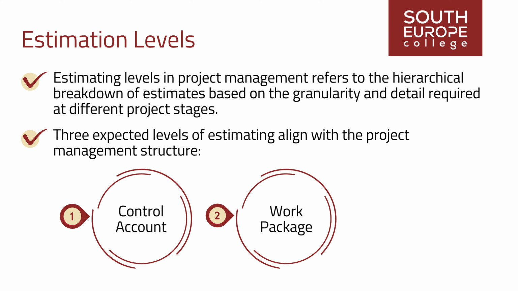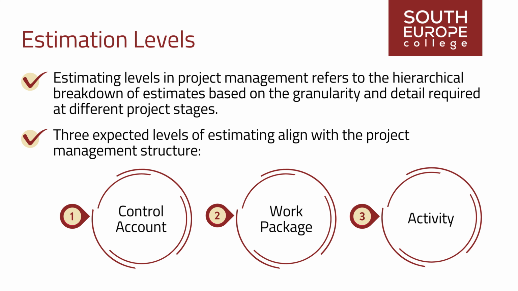Work package estimates are more detailed than control account estimates. Techniques such as bottom-up or three-point estimates may be used to arrive at more accurate and specific values. 3. Activity. An activity is the smallest unit of work in a project. It represents a specific and discrete task that needs to be accomplished to achieve a project's objectives.